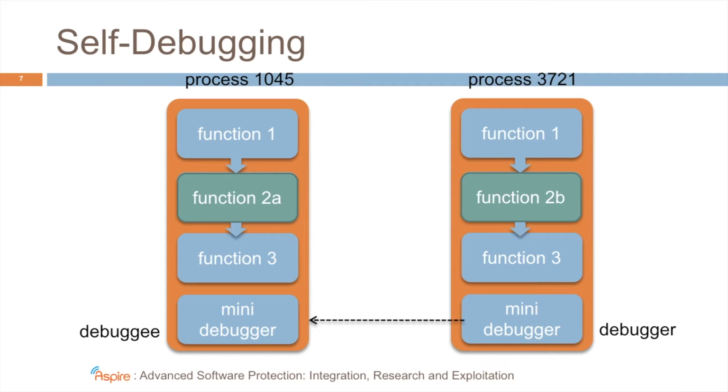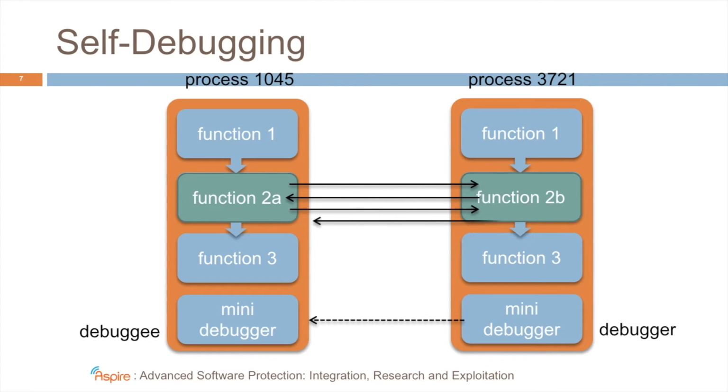And in the original program, in the debuggee, at some point we will let the code raise an exception, and this exception will be caught by the mini debugger, who transfers control to function 2 or to its part of function 2. Then some part of the program is executed, and afterwards control is transferred back to the original program. And this can happen multiple times to create a stronger attachment between these two processes.